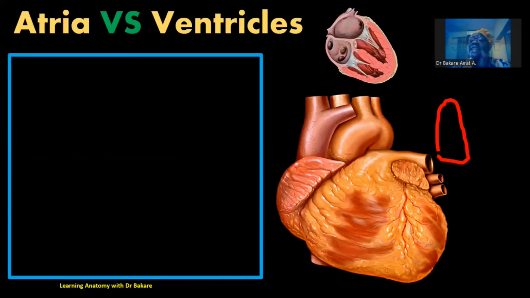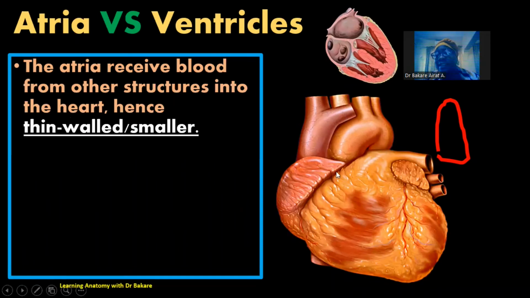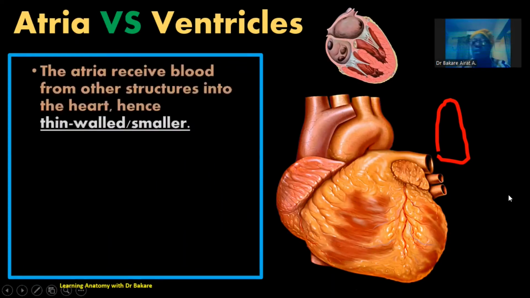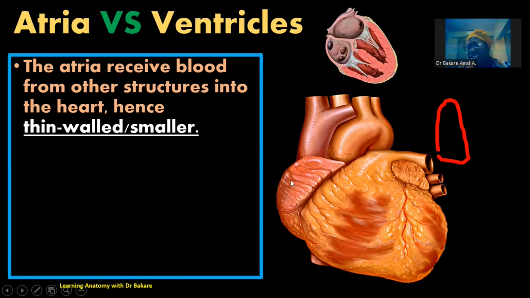So let's look at the atria versus the ventricle. We already know that the upper parts of the heart are the atria, and the lower parts we have are the ventricles. The right and the left atria are thin-walled and are smaller. If you look at this configuration, you see that the right atrium is a small portion of the heart. Also, the left atrium is a small portion of the heart.